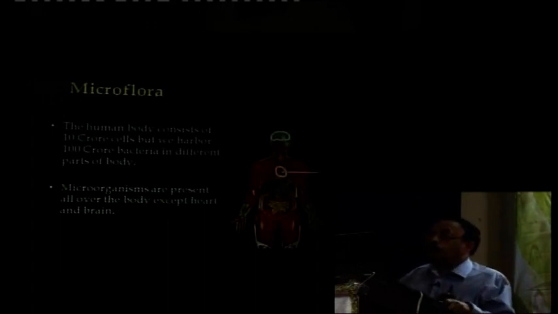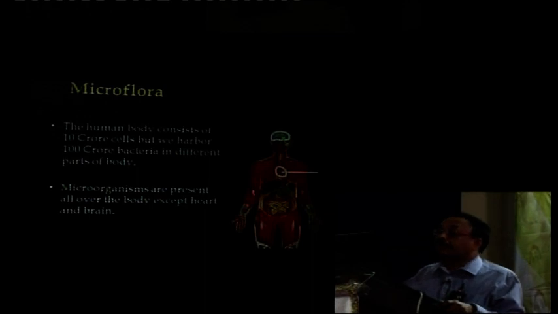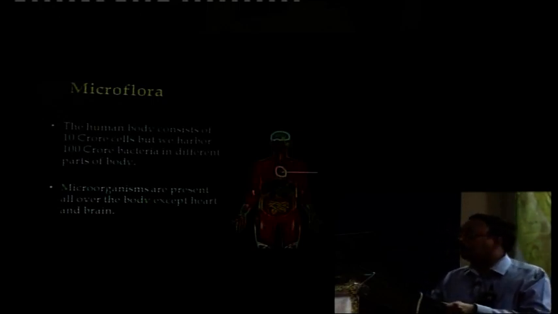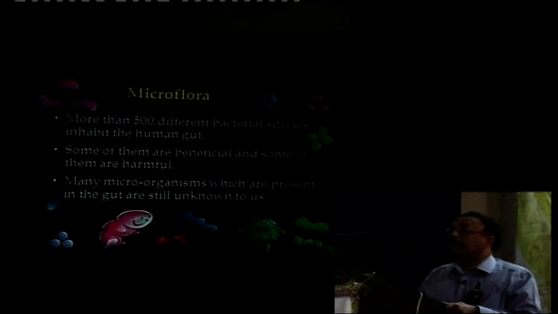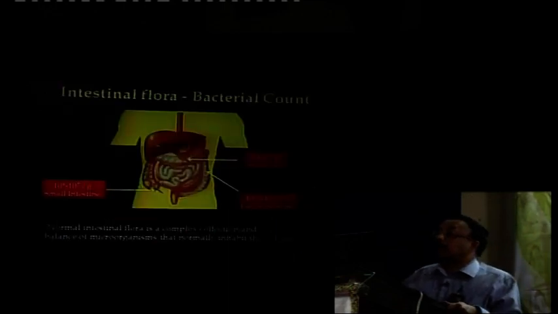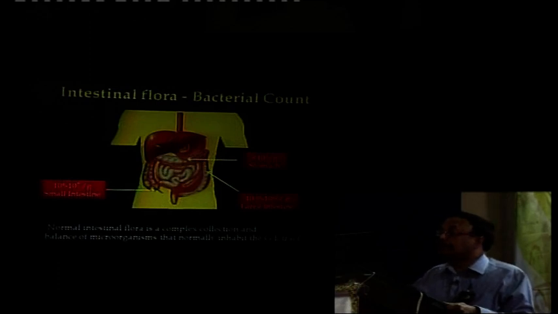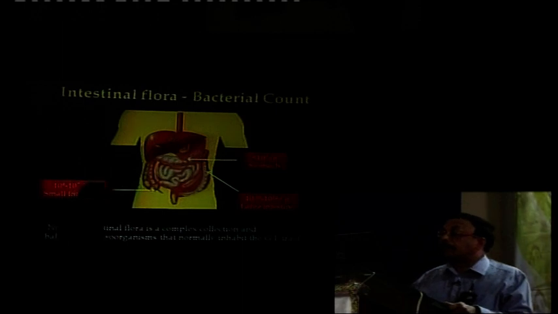The human body contains 10 crore cells as against 100 crore bacteria, so the bacteria are 10 times more than these cells. Microorganisms are present in all parts except the brain and the heart. There are 500 different species which inhabit the gut. Some are beneficial and some are harmful. Many of them we don't know. And as you go down from the stomach, the number of microorganisms becomes predominantly greater in the colon.